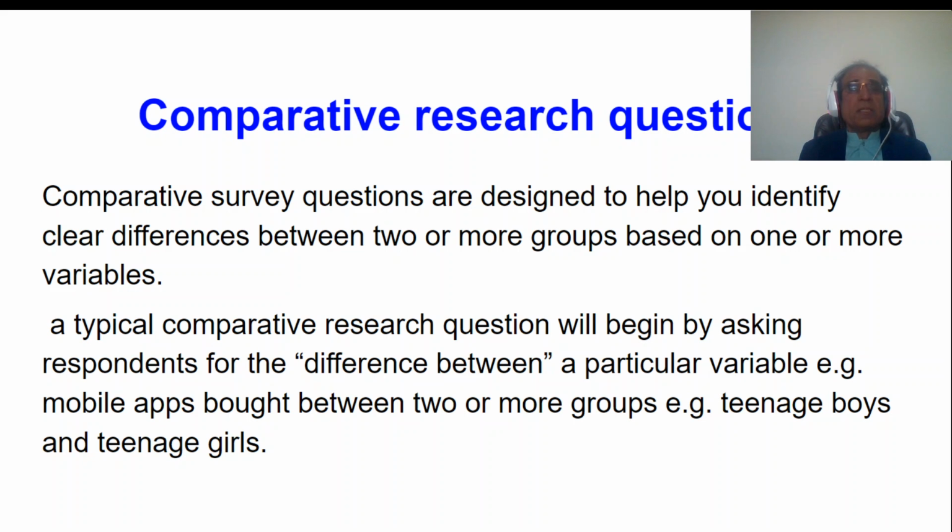Comparative research questions are designed to help identify clear differences between two or more groups based upon one or more variables. A typical comparative research question will begin by asking for differences in a particular variable. For example, mobile app use between two or more groups. Another example is teenage boys and teenage girls.